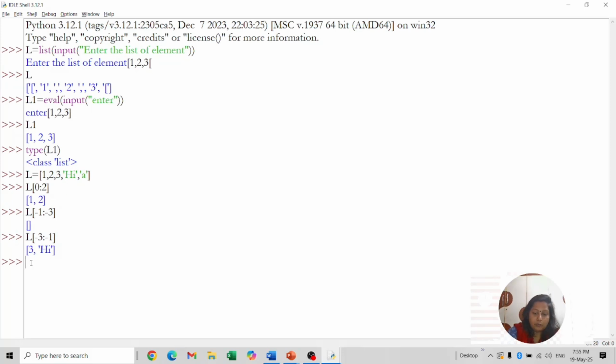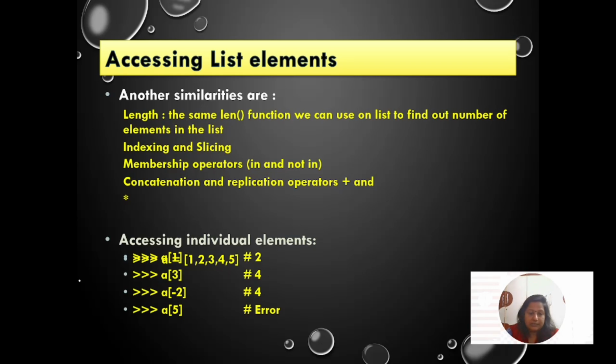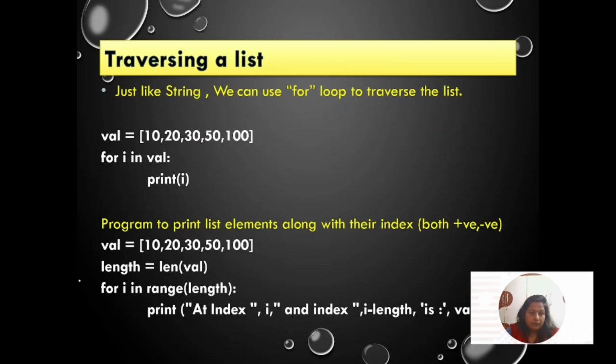Now if you want to include everything, then L of minus 3 and then you put a colon. Then you will get the values 3, high and A. So like the slicing we have done for strings, the same concept you have to use for lists. Okay, next one is traversing a list. If you want to traverse a list, you have to use a for loop. For I in val, print of I means it will access each element in the list and print the value.